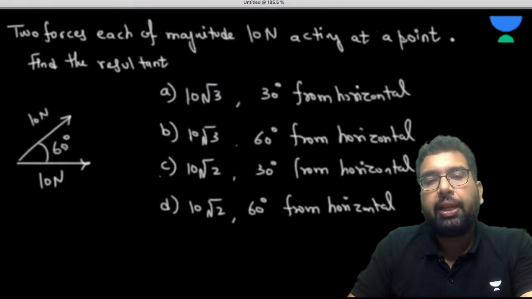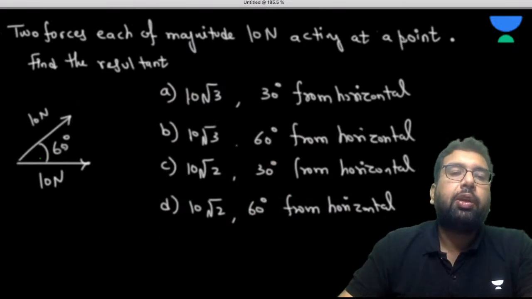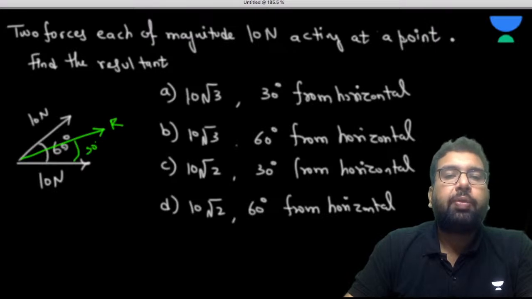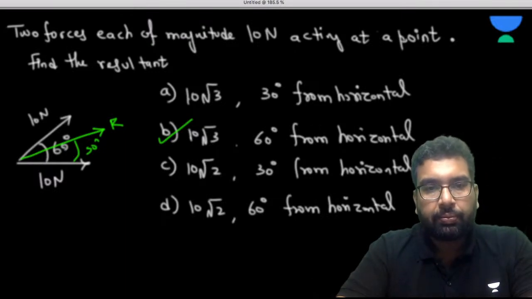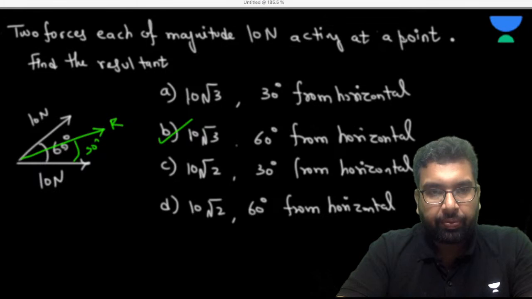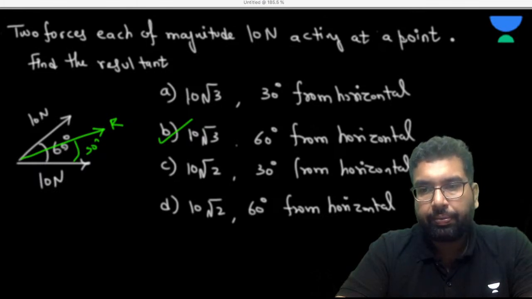So see, simply this is 60 degrees. So the resultant is going to be bisecting this angle in the middle. So this is going to be 30 degrees. So what we can say, it is option B, right? Is it fine, my dear? Please tell me, what is the mistake that you have made?